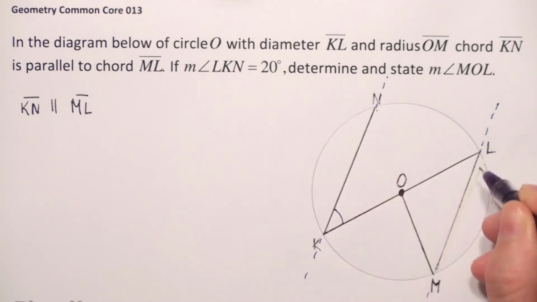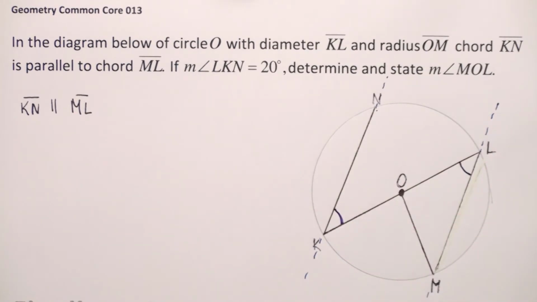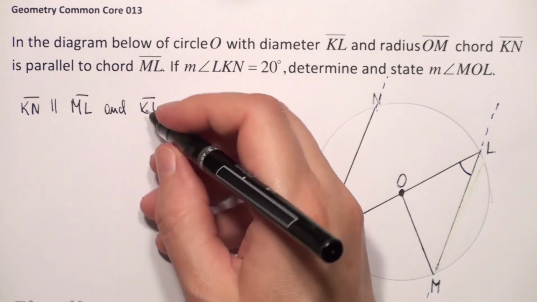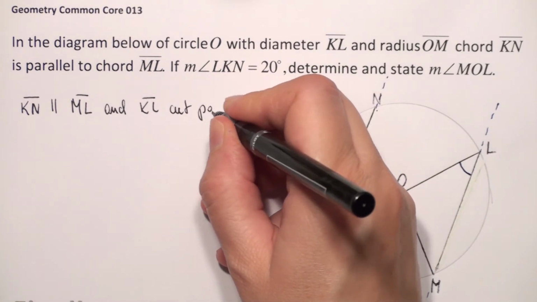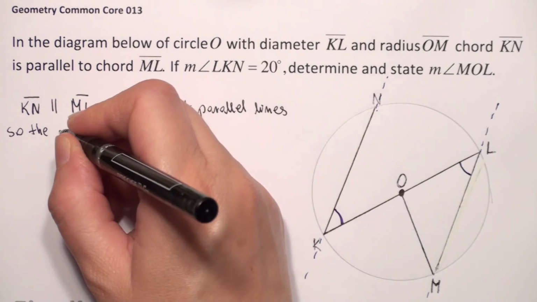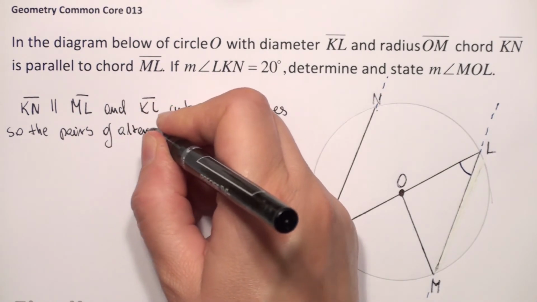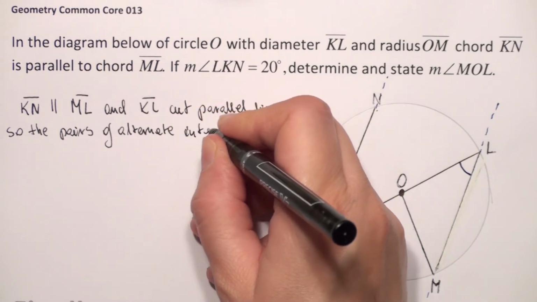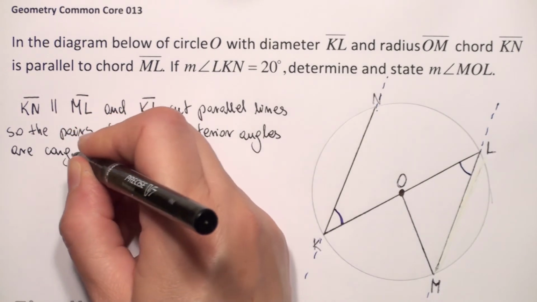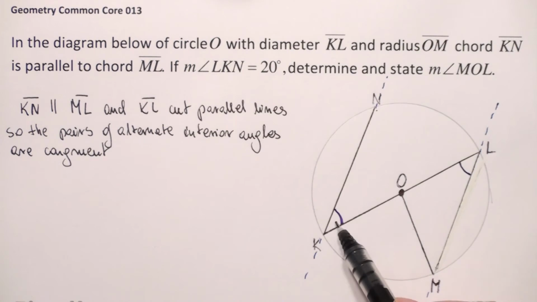So this angle and that angle are congruent. So we can write, because segment KN is parallel to ML and segment KL cuts parallel lines, the pairs of alternate interior angles are congruent. These two angles are alternate interior angles. This angle and that are congruent.